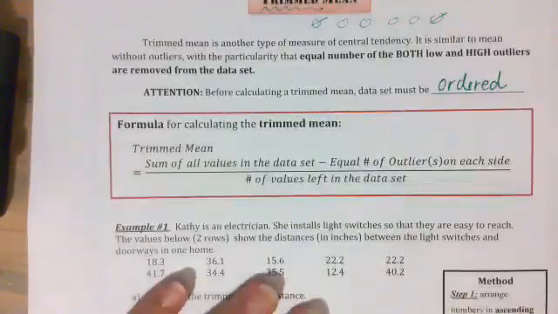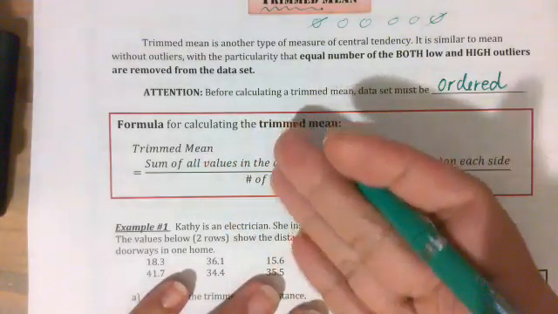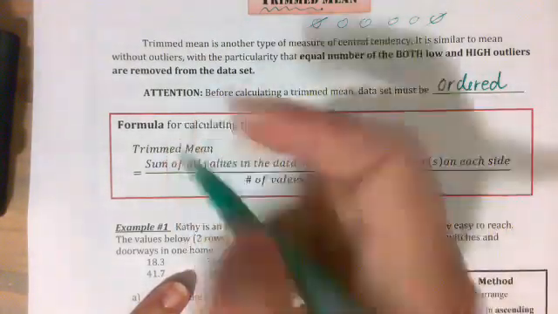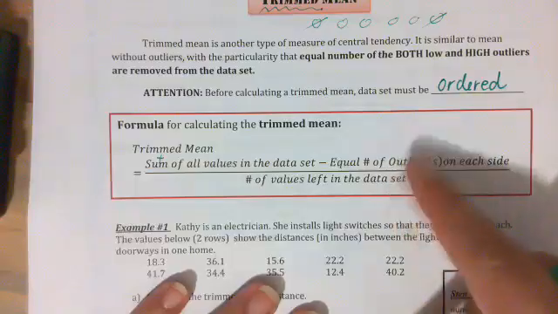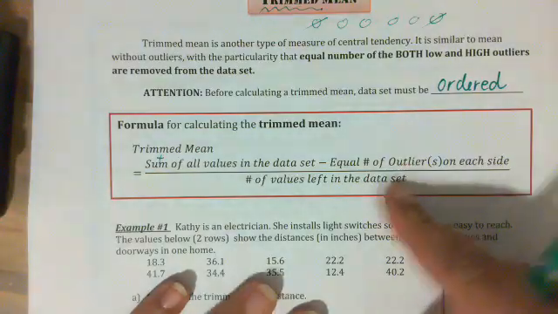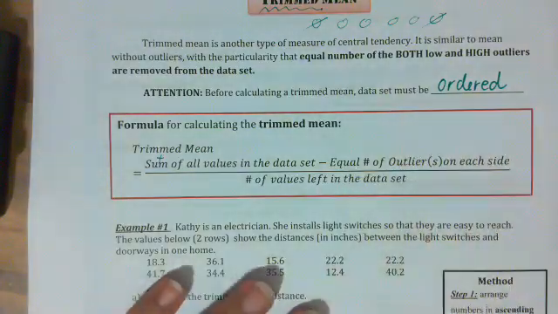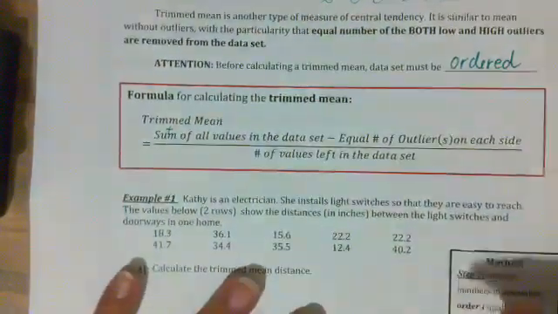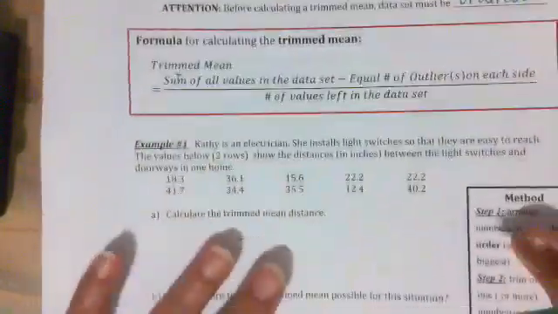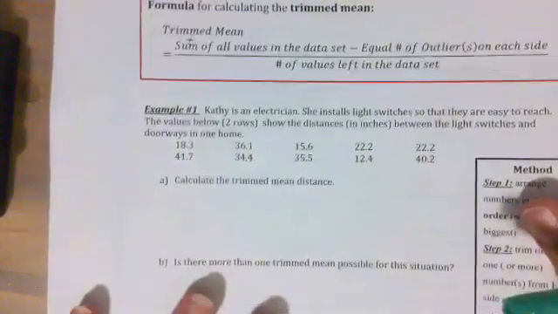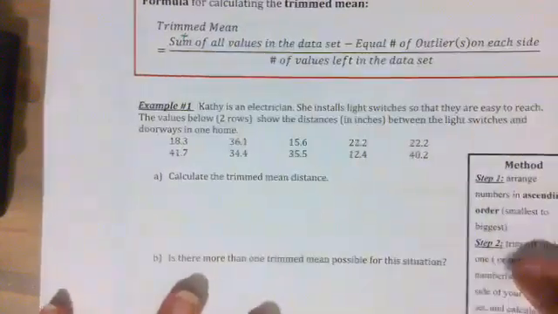So here's a formula. Again, it's a type of mean. All of the values make a sum, an addition of them, and then take out equal numbers of outliers on each side. That's why it's a type of mean without outliers. And then again, make sure you count how many data values you have left to divide by that number.